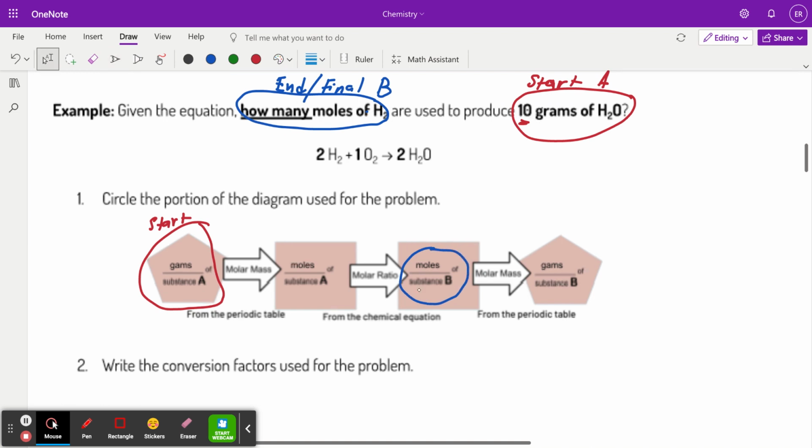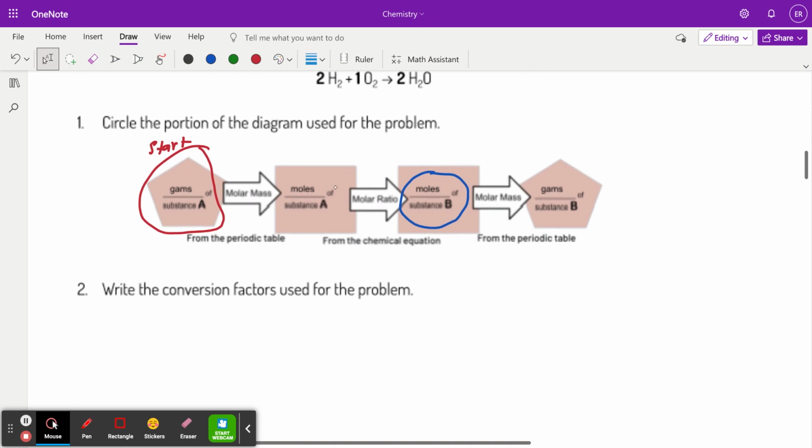Moles of substance B. Okay, so this path is going to tell us what conversion factors we're going to use. That means we are going to use the molar mass of our substance A. Make sure you're using the molar mass of the correct substance, because otherwise you're going to do the molar mass of substance B and then do extra work that you don't need to. So we're going to find the molar mass and the molar ratio. Those are our two conversion factors.